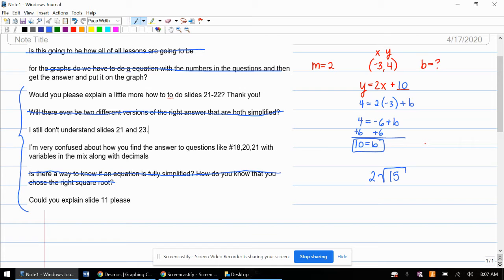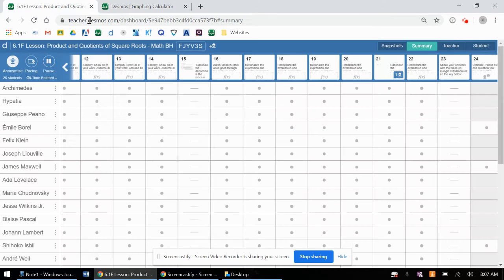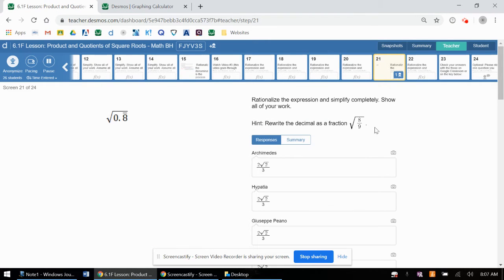So now let's actually look at some of the problems that people wanted some guidance on. And that might also go back to those questions. So we'll start with numbers 21 and 22 that came up. So 21 was: simplify the square root of 0.8 repeating.